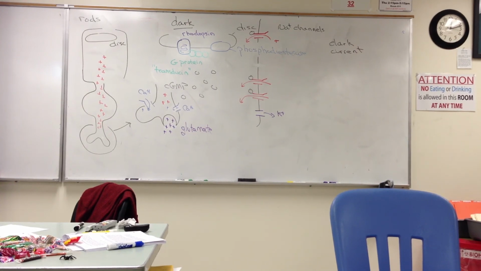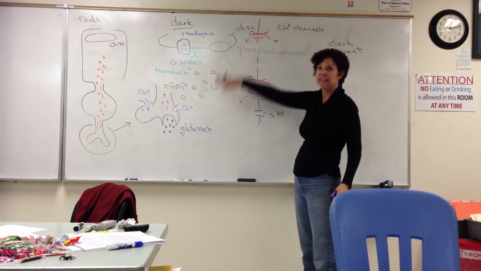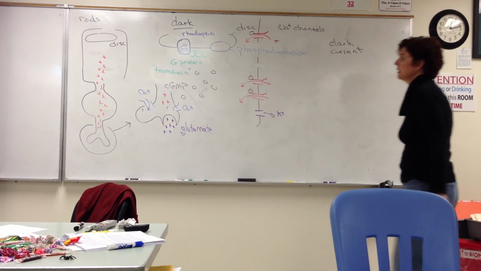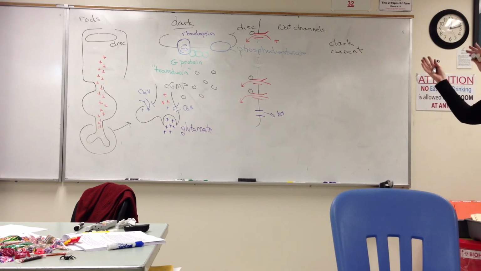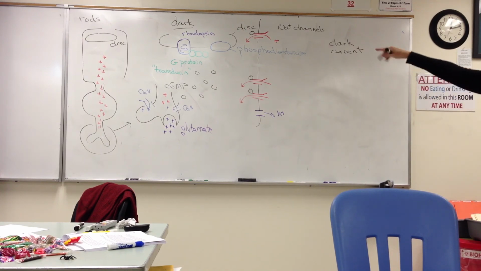Yes? The dark current is the flow through the rod. Mm-hmm. Well, this one as well. So it starts here and then flows through. Okay? So this is happening again, in the dark. And a similar event would happen for our cones. It just takes more energy, and the opsin is a different molecule that's susceptible to the light energy.